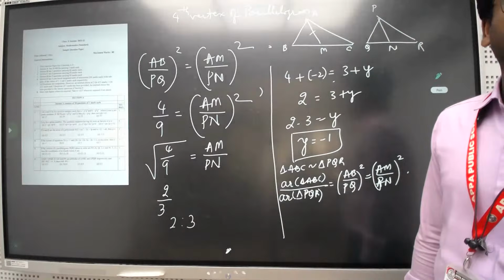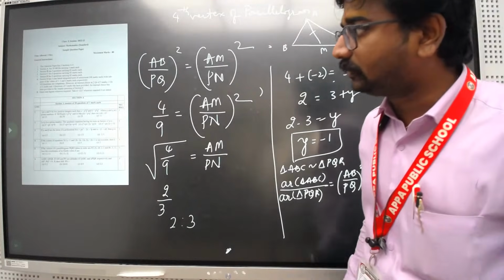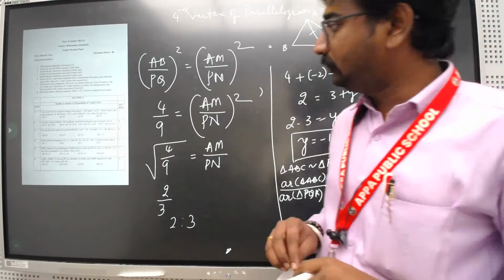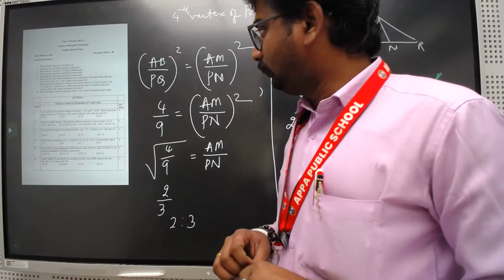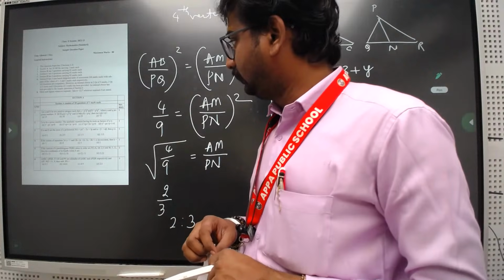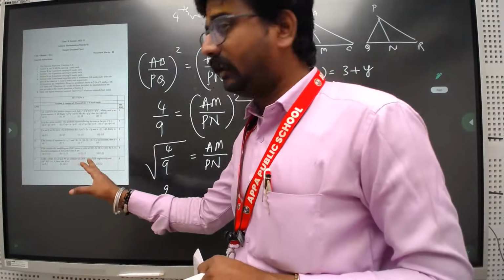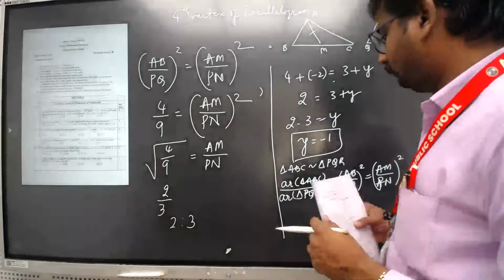Option number D. So these are the first 6 questions related to the first chapter, then the fourth chapter, second, then coordinate geometry and triangles. Now let us move to the next question.